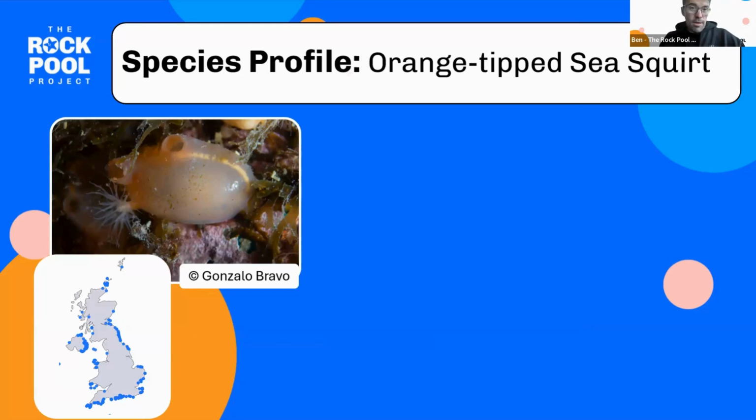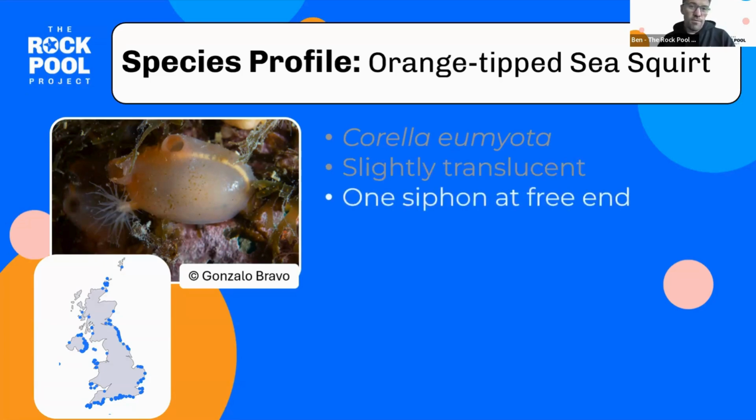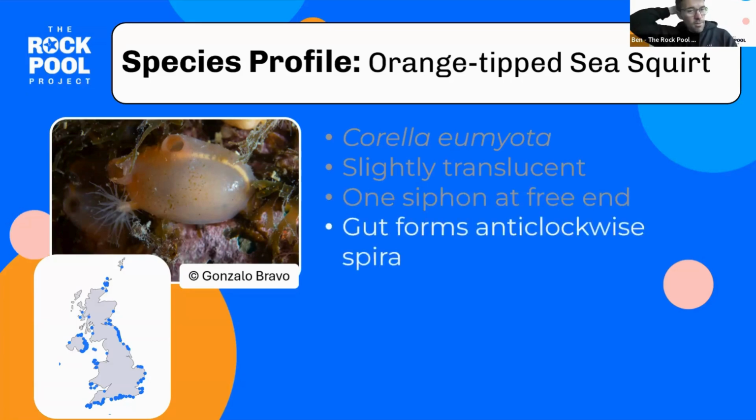Okay, so next one, we must be coming to the end of the top 10 here, is the orange tip sea squirt. So this one here, Corella eumyota. Slightly translucent, so as you can see from that picture, it's a little bit opaque, but you can see actually through the outside into the individual there, and it's got one siphon at the free end there. One thing that I think is the easiest way to identify this particular sea squirt is the gut. So you can see the gut showing on this individual here.